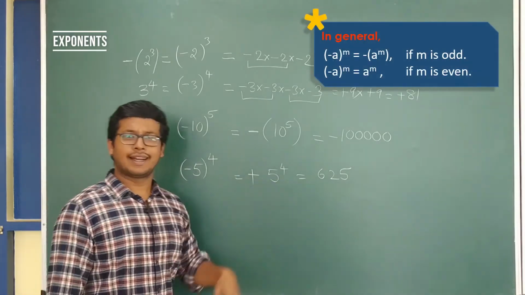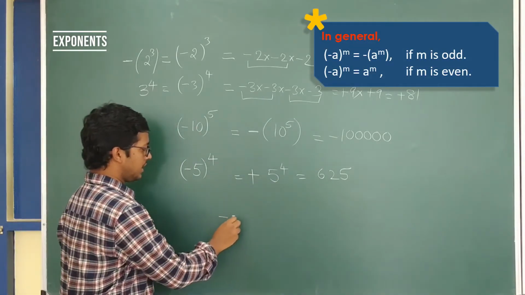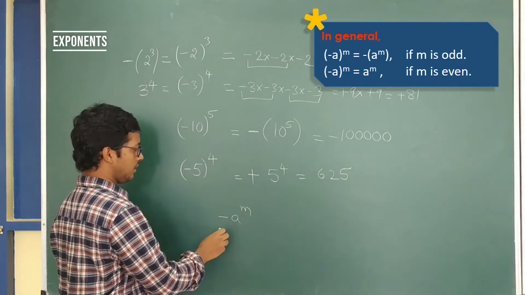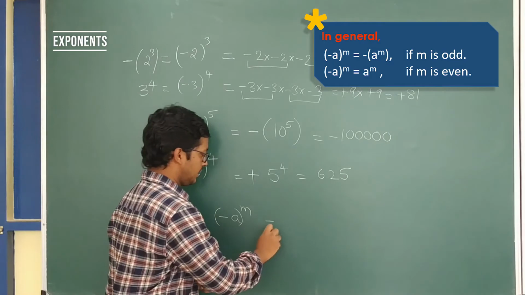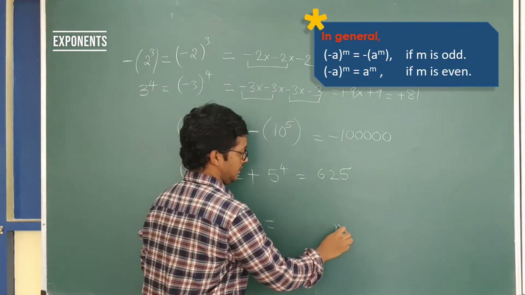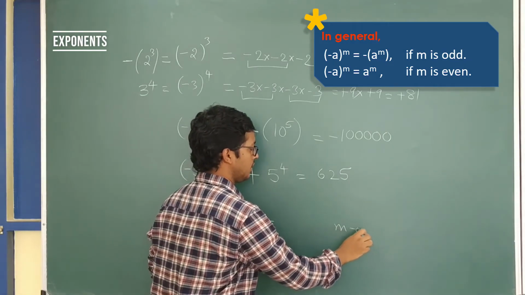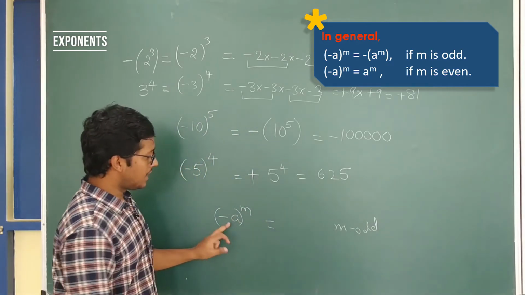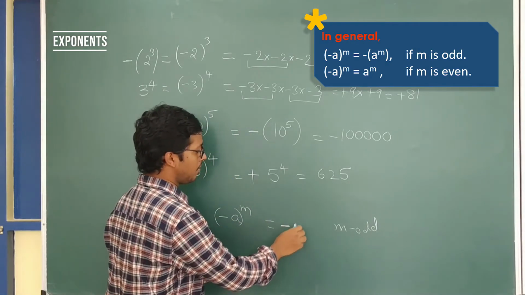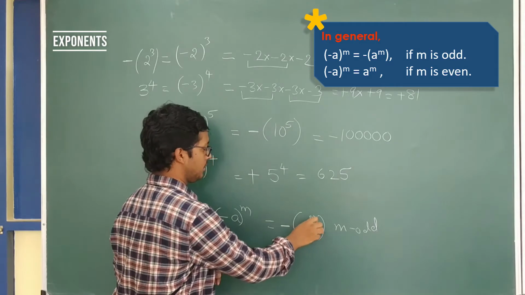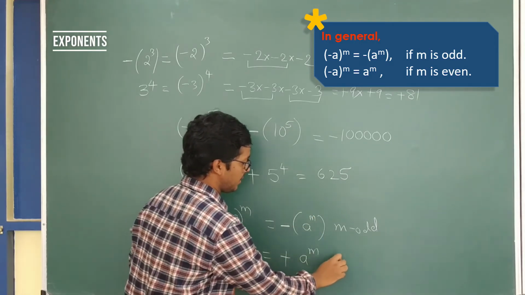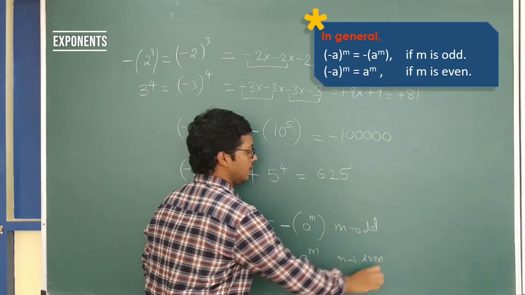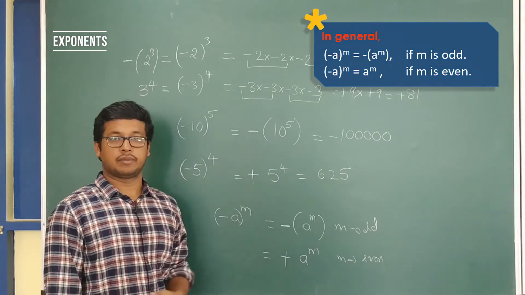So let's generalize this one. We will write it like this. Minus of a raised to m can now be written as: if m is odd, then I can definitely say the answer is negative, so it will be minus of a raised to m. The same thing will be equal to plus of a raised to m if m is even. So this is the takeaway from this class.